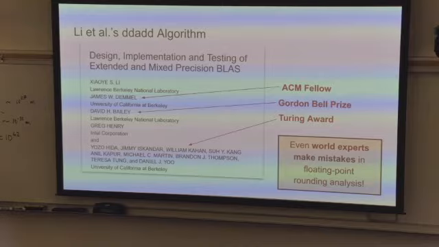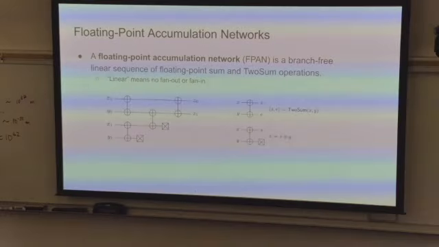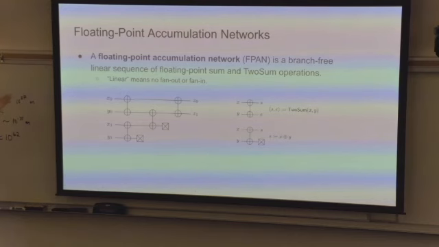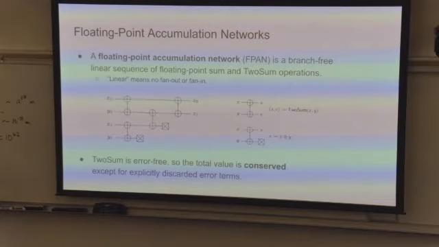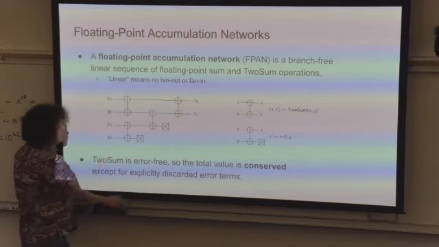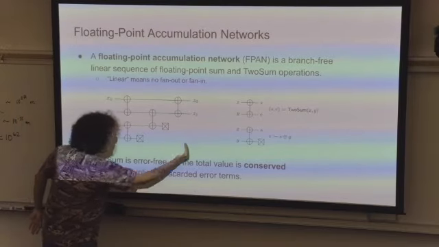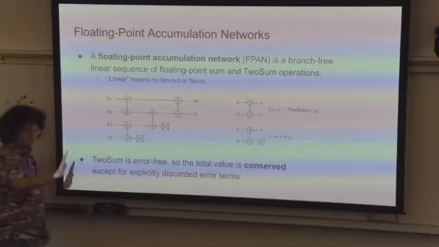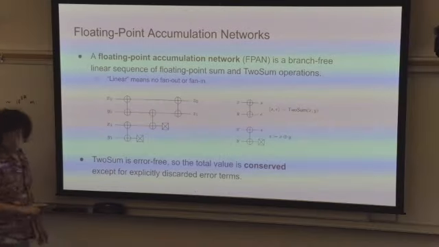So what I did in my PhD thesis is I introduced a way to analyze algorithms of this type using automatic theorem provers, this tool we now call SMT solvers. I said, okay, let's consider this general class of algorithm. I'm going to call it a floating point accumulation network, which is just my fancy name for a branch-free sequence of sum and two-sum operations. And two-sum has this nice property that because x plus y exactly equals the sum plus the error, as you sweep across this diagram, the total value never changes except when we discard a term, right?